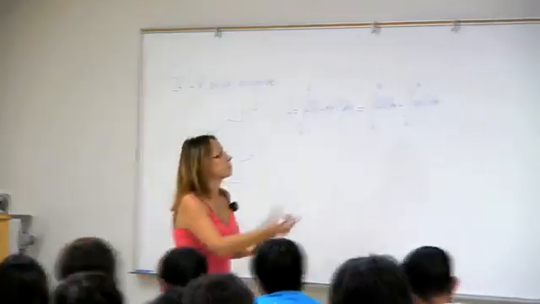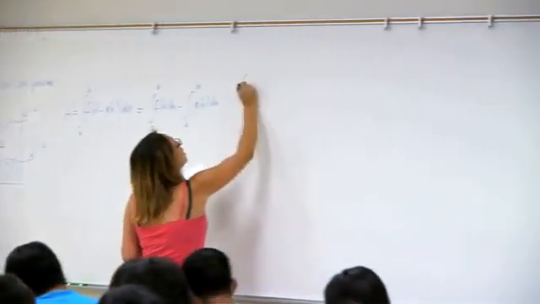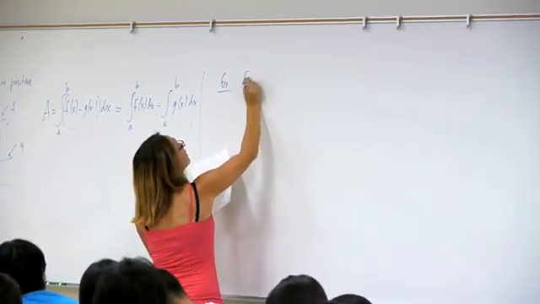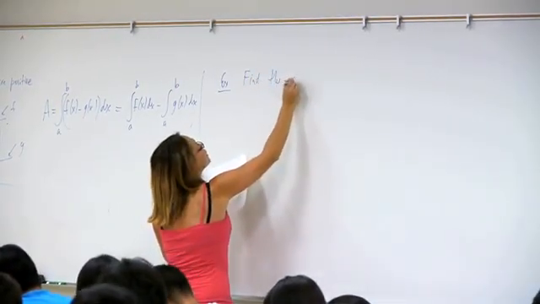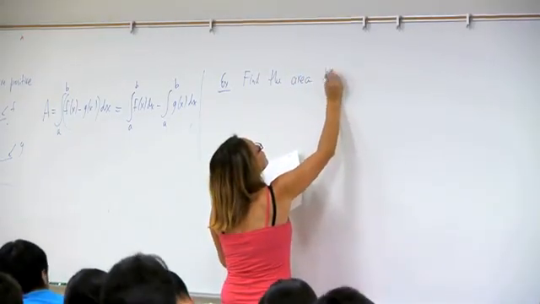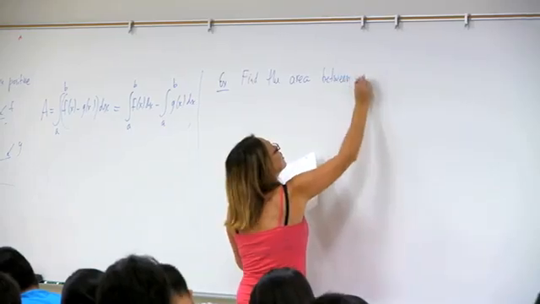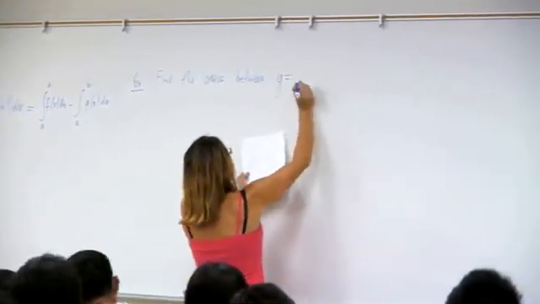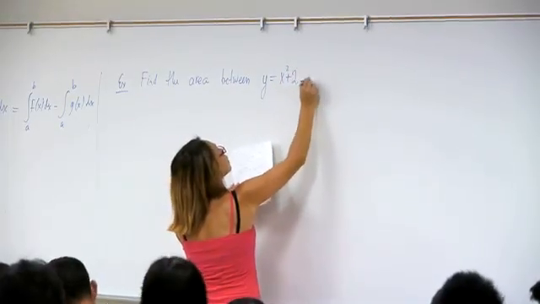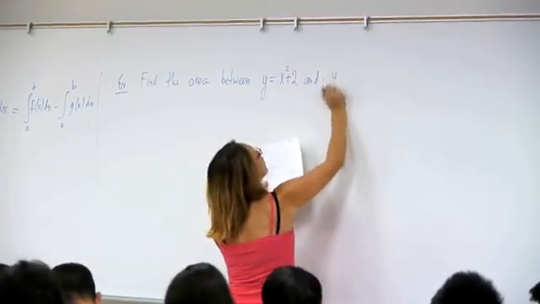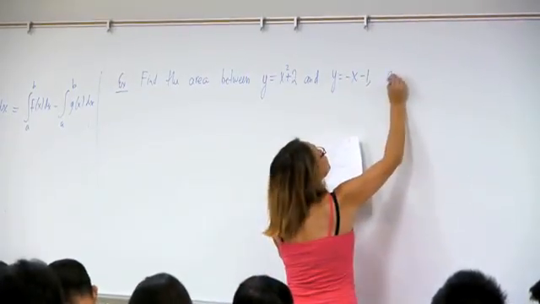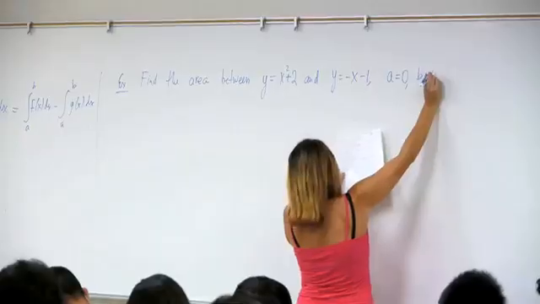So examples. The first example is quite easy. So find the area between the following curves. y equals x squared plus 2 and y equals minus x minus 1, with a equals 0 and b equals 1.